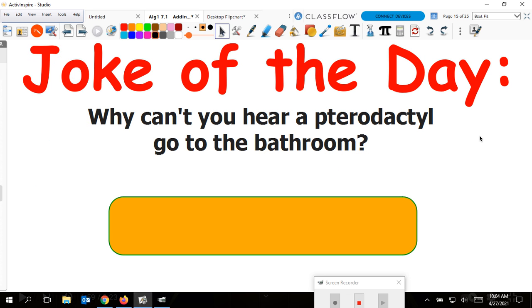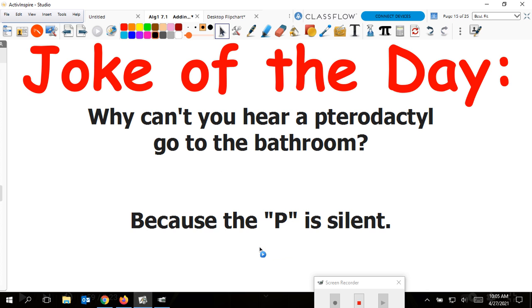Before we get to the next part, let's just pause for our joke of the day. It says, why can't you hear a pterodactyl go to the bathroom? So that's that dinosaur bird, right? I've seen that in Jurassic Park, perhaps. So why can't you hear a pterodactyl go to the bathroom? Well, because the P is silent. Their P is silent. Pterodactyl, right? You don't say the P. All right, that's funny.